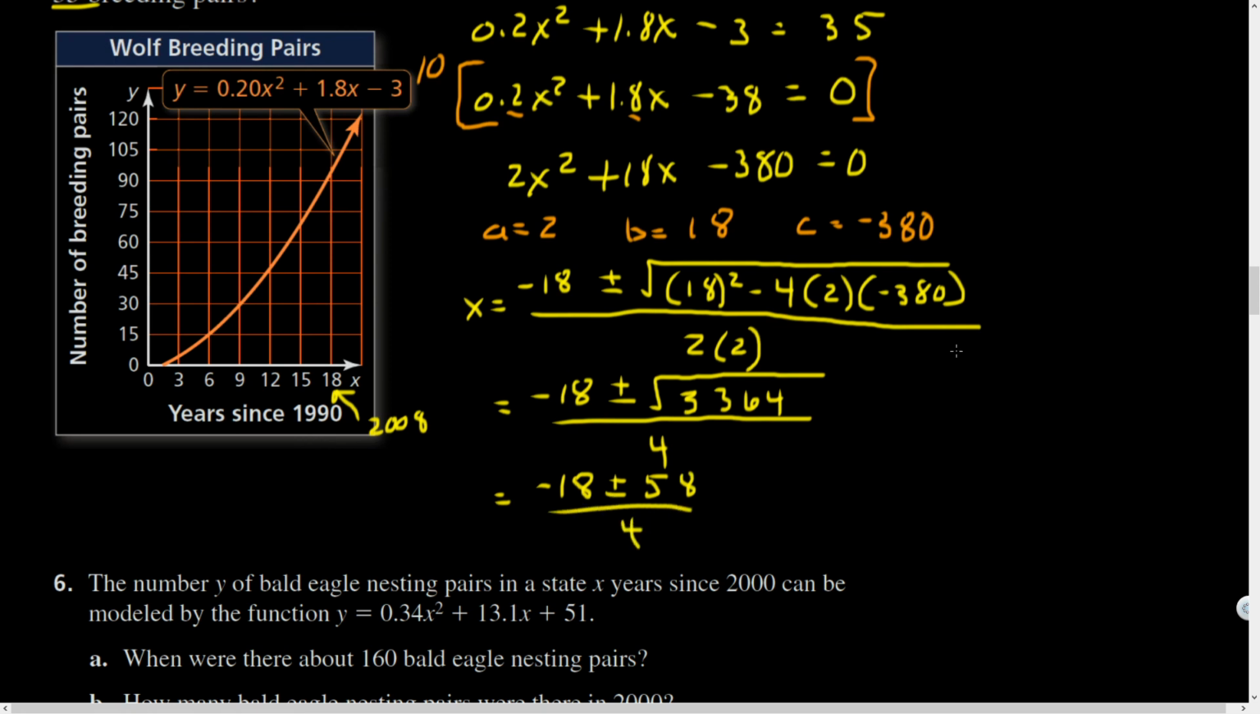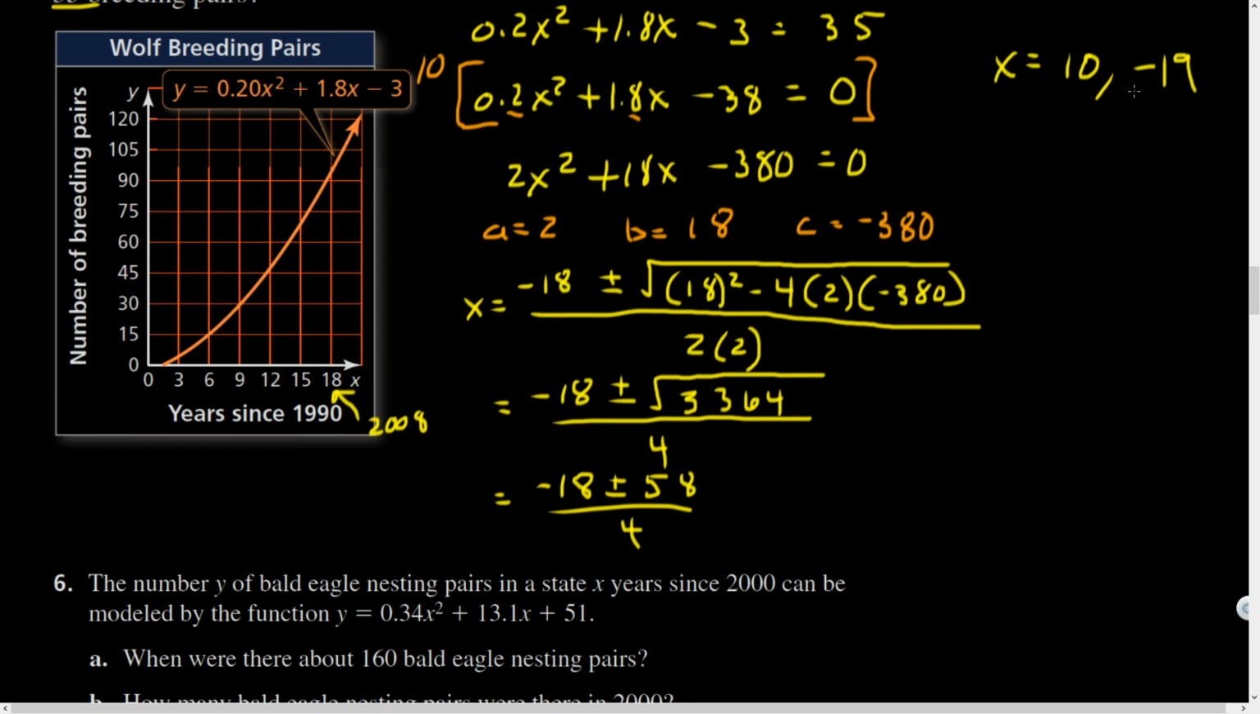And so final answers, I'll write them up here. x equals, now negative 18 plus 58 is 40, divided by 4. I get x equals 10. And if I do negative 18 minus 58, equals, I get negative 76. Divide that by 4, I get negative 19.